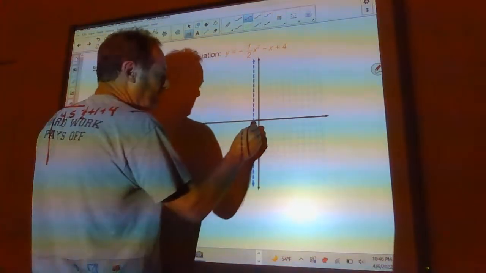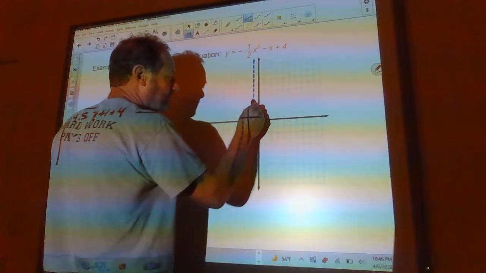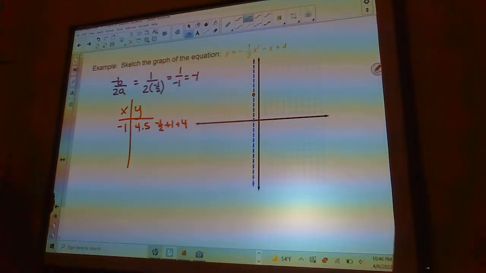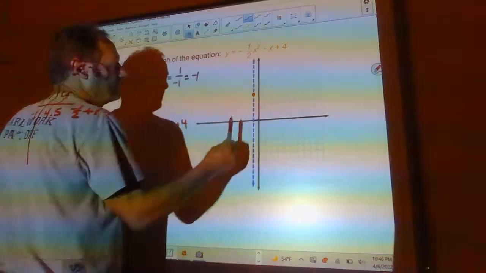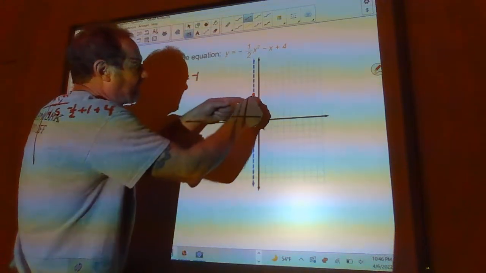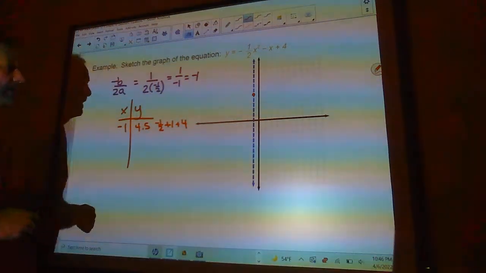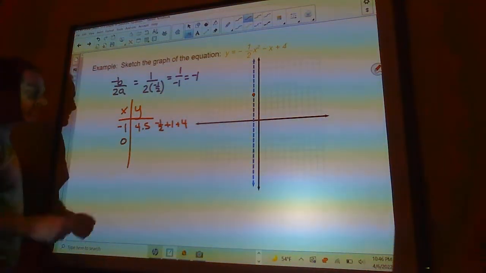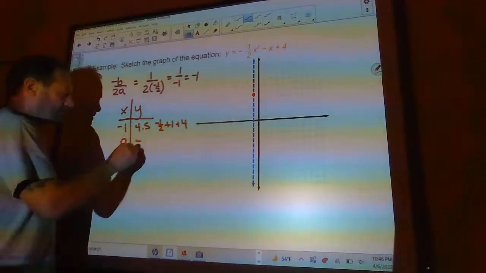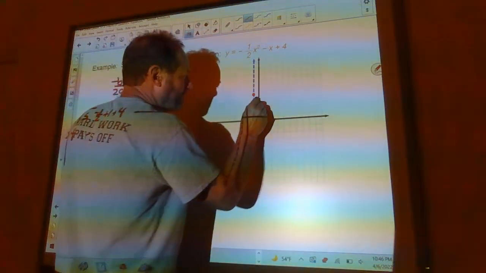Okay, so then on here, I'm going to go to 4.5. 1, 2, 3, 4.5, right there. There's my vertex. Now, I know this thing's going to be open down, so my graph should go this way. It should be a little wider than normal because they've got that half out there. Okay, I'm going to choose my 0 because that's really easy to calculate. It just makes all this 0 and gives me plus 4. Okay, so 0, 4.